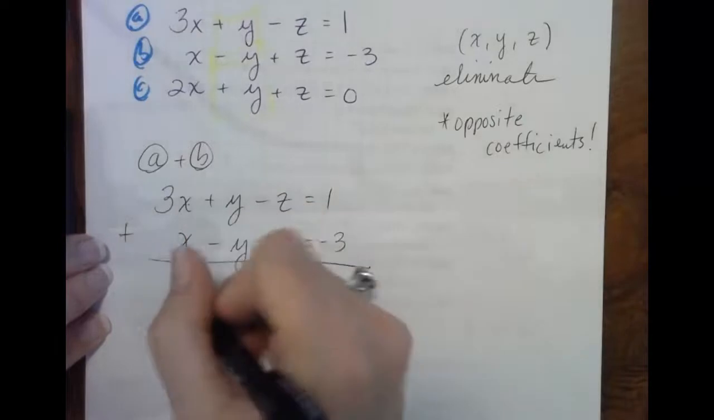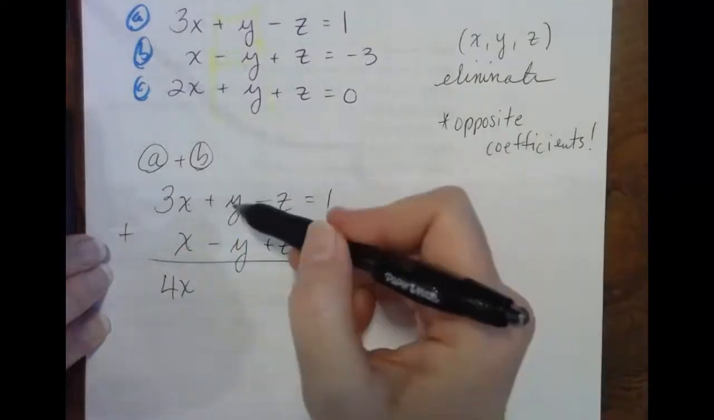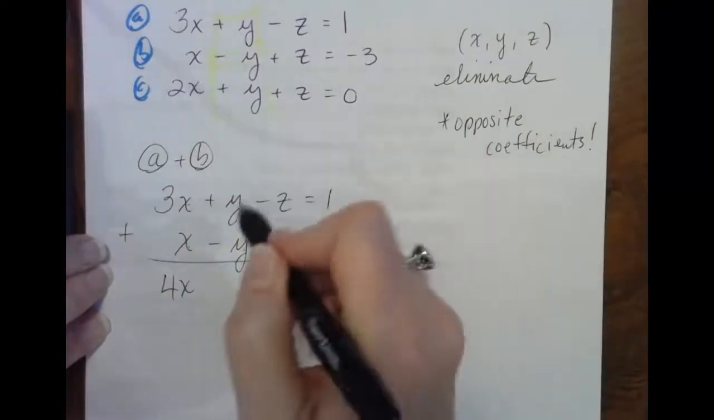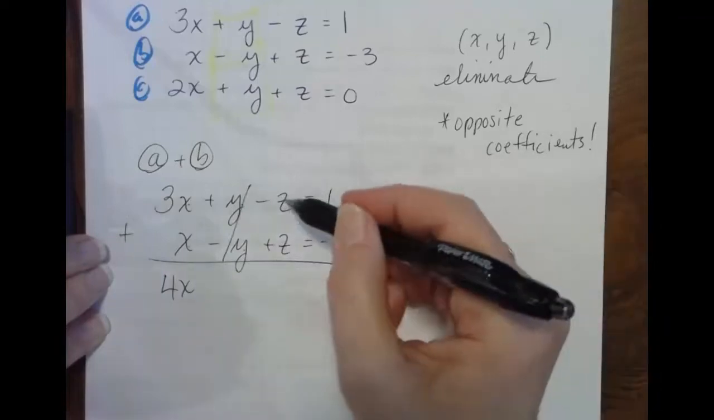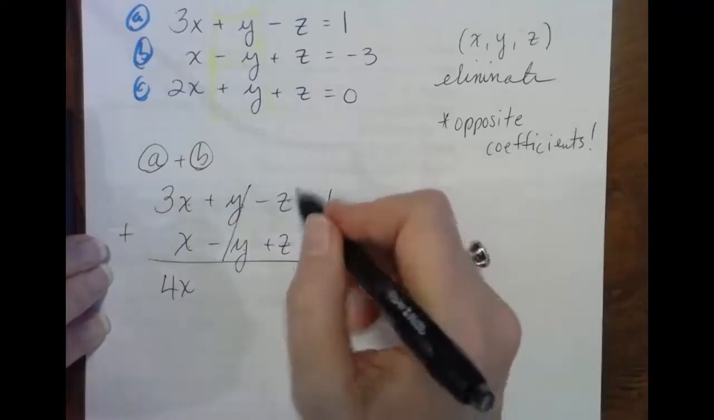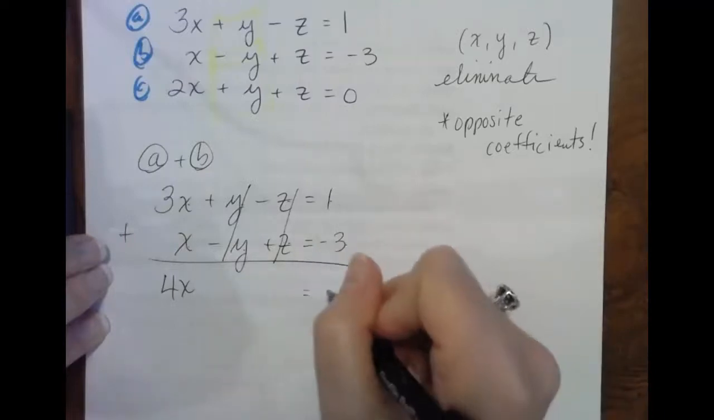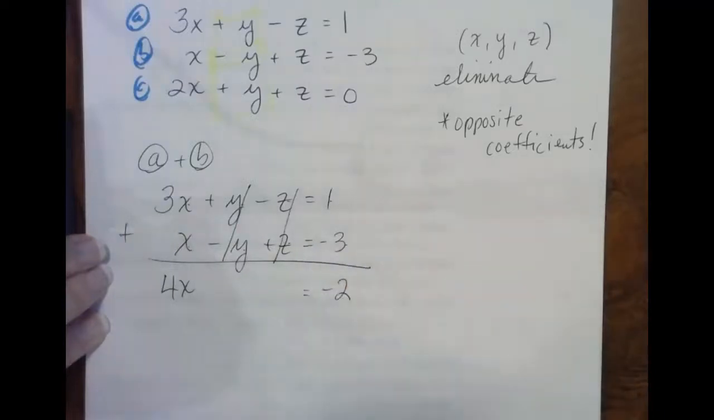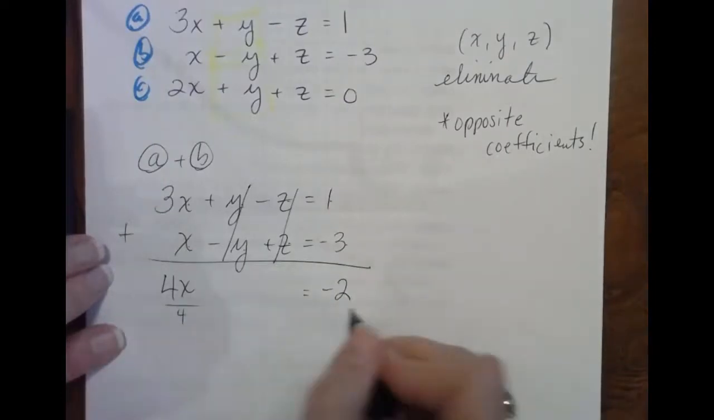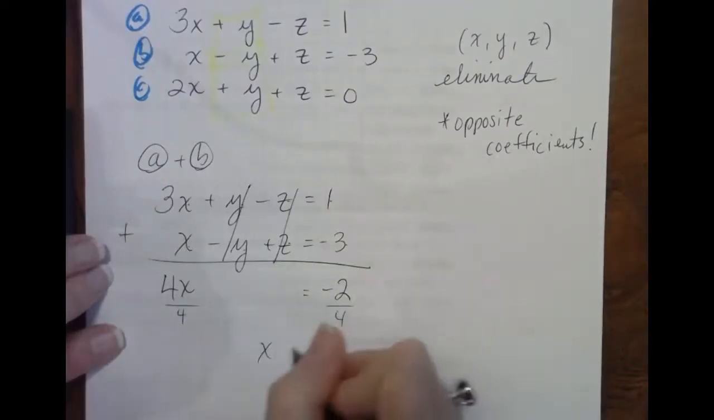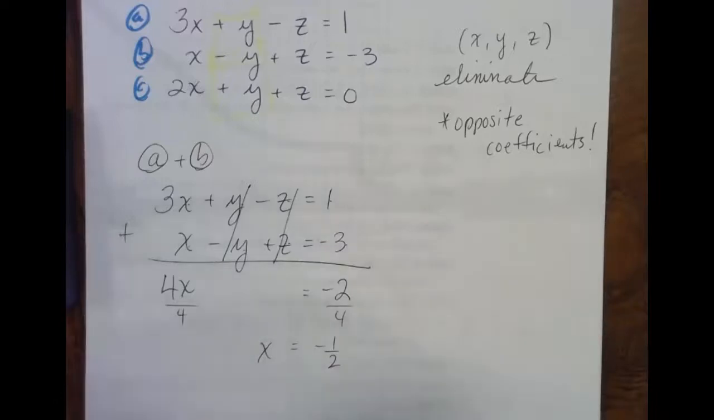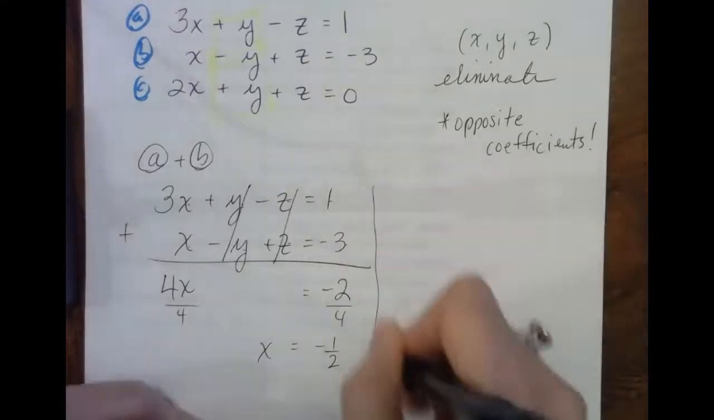3x plus 1x is 4x. Positive y and a negative y cancels. Negative z and a positive z cancels brilliantly. 1 and a negative 3 is a negative 2. So we end up with 4x equals negative 2, divide by 4, x equals negative half. Now, we're getting a fraction, but don't panic because it's a very easy fraction. It's just a half, no big whoop.